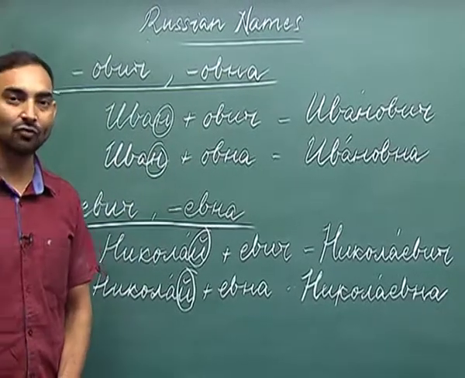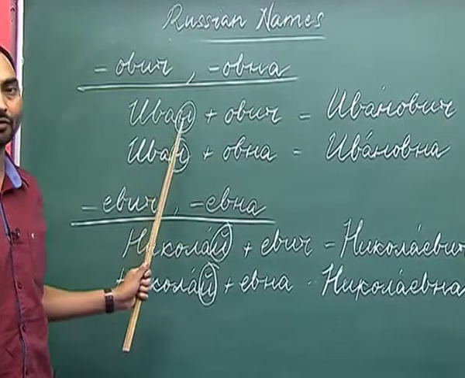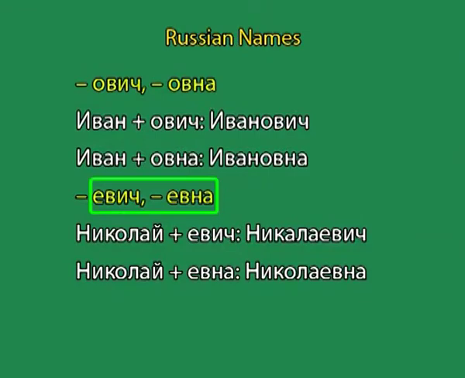So, ovich and ovna can be used after the first name which ends with a hard consonant to get the patronymic. The next set of suffixes are yevich and yevna. For example, Nikolai. If we add the suffix yevich, we get Nikolaevich.